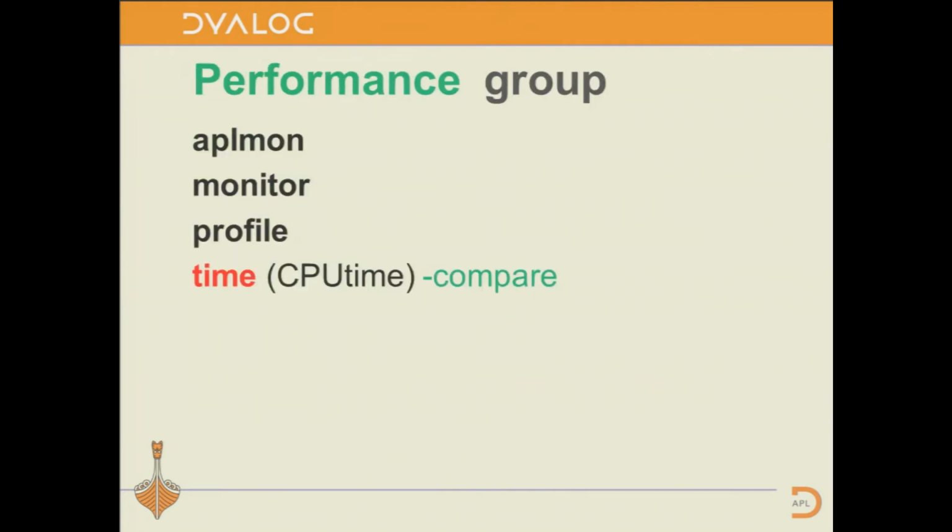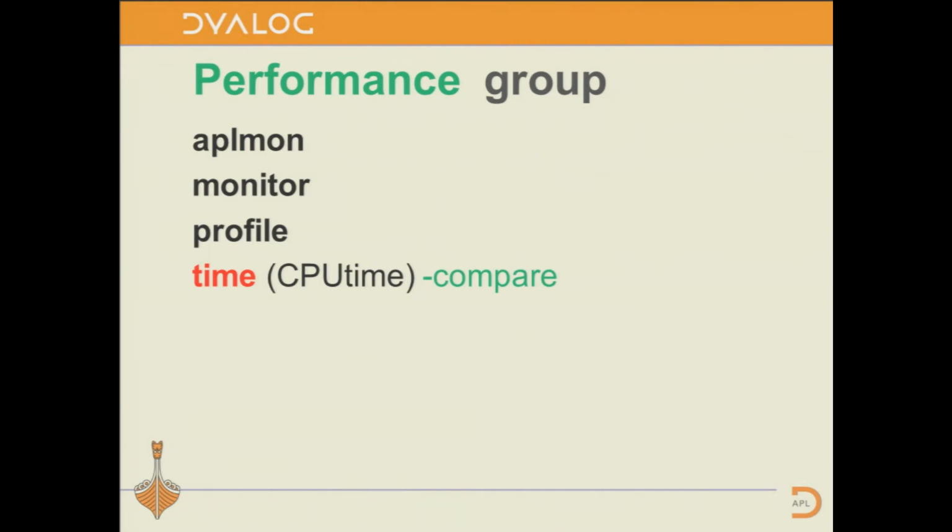The group performance contains some user commands to do. Those were there before. It's Applemon, monitor profile, mostly Morton's work actually. And time has been renamed to CPU time, and it does compare using John's format with a little graphs and everything. So if you have several expressions, you want to know which one is fastest.